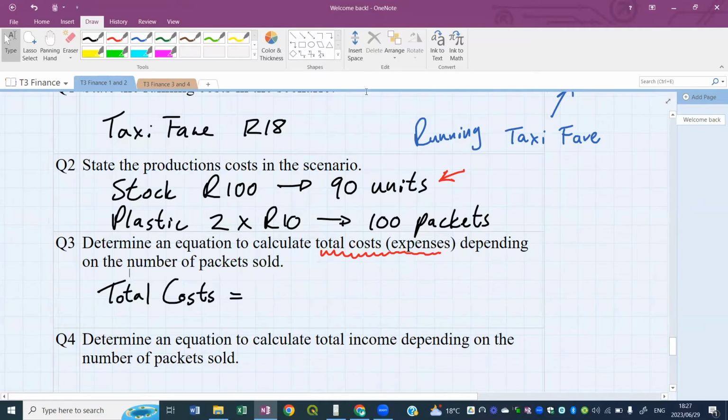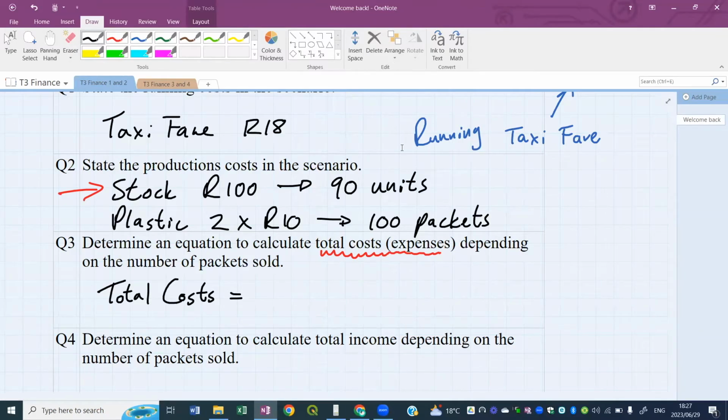Right now, in question 2, this isn't split up into single packets. This is for 90 packets and 100 packets and things like that. So I'm going to go up to question 2 again and try to work out a price for one packet of stock. Who can tell me how I'm going to do that? I'm going to work out how much it costs to get one unit of stock. They've got 90 units here. It costs me 100. How do I work out how much it's going to cost me?